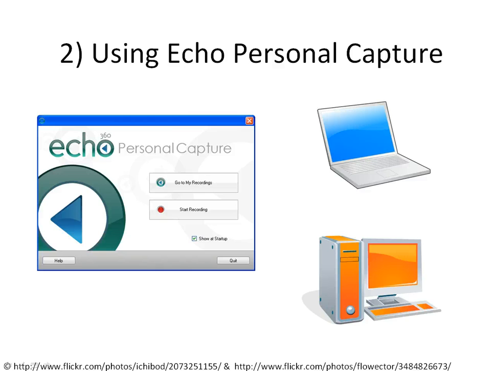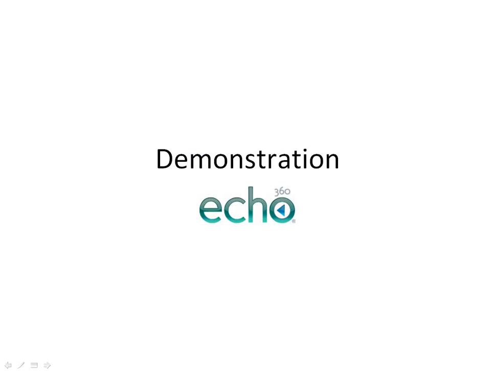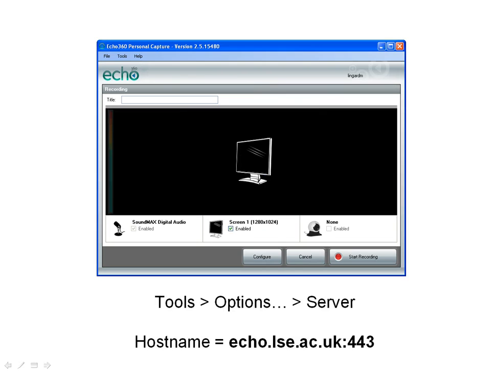Echo Personal Capture is part of the Echo 360 system at the LSE. Personal Capture is installed on your laptop or desktop, in your office or at home, and you record the screen plus audio with a microphone. After creating your screencast, it's published online to the LSE Echo system, and students log in to access your recordings. Additionally and optionally, you can also download your recording to upload to YouTube or another service to make it more public. Let's have a look at the software now.